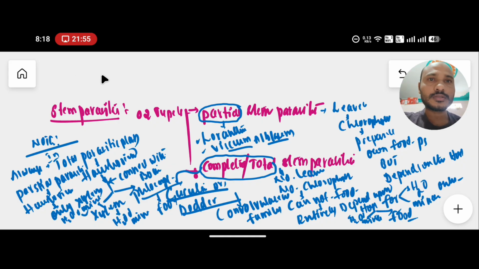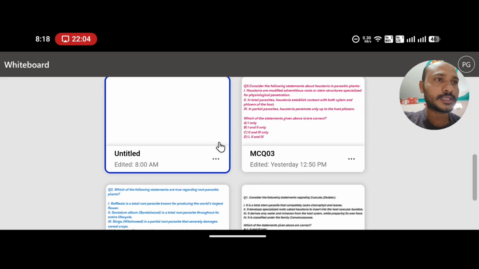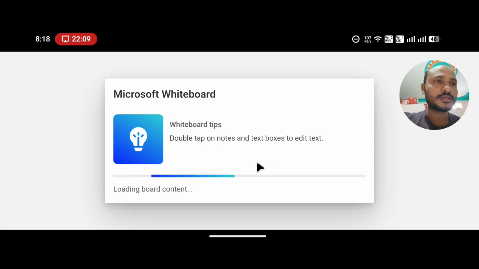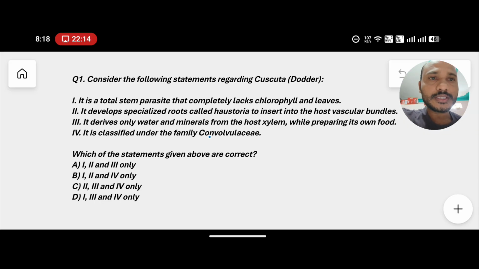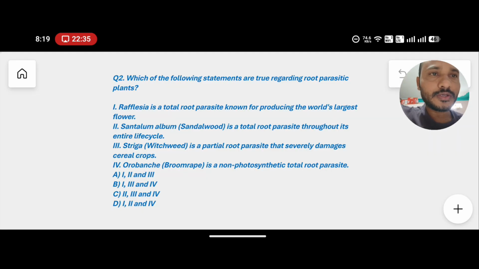Here I have provided three highly important NCERT based MCQs at multi-statement level. This is the first MCQ. Consider the following statements regarding Cuscuta. There are four statements. Which of the statements given above are correct? And one more MCQ, the second one. Which of the following statements are true regarding root parasitic plants? Here I am asking about root parasites. Read the four options I have given and choose the right one.